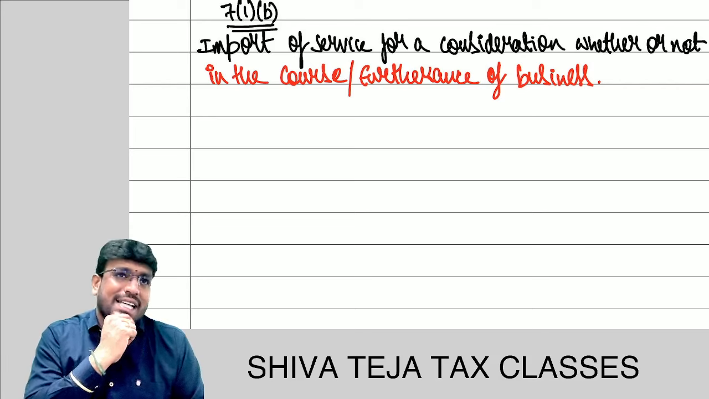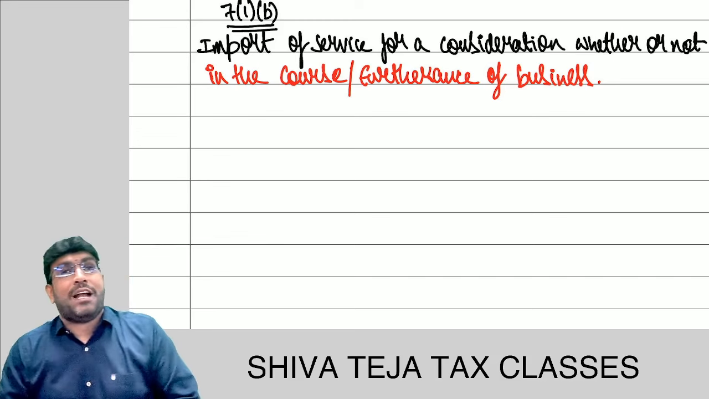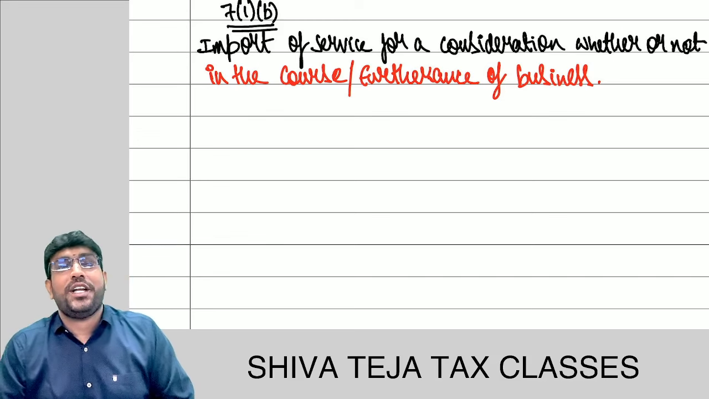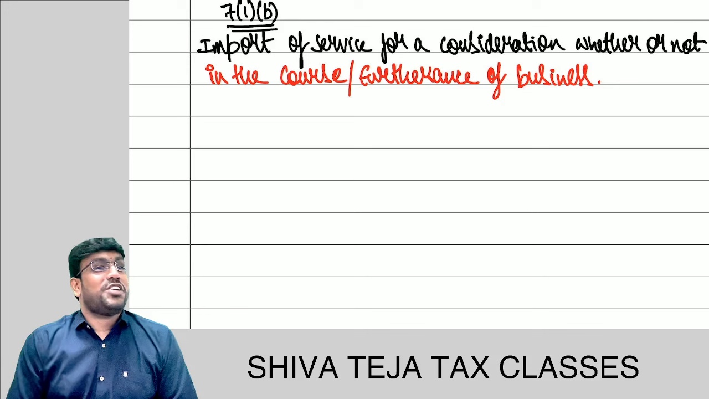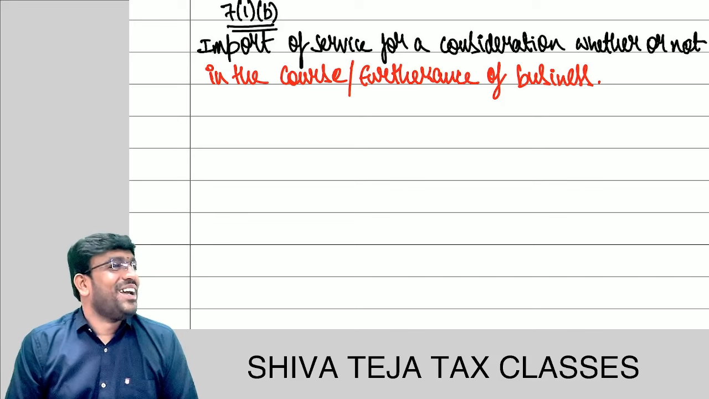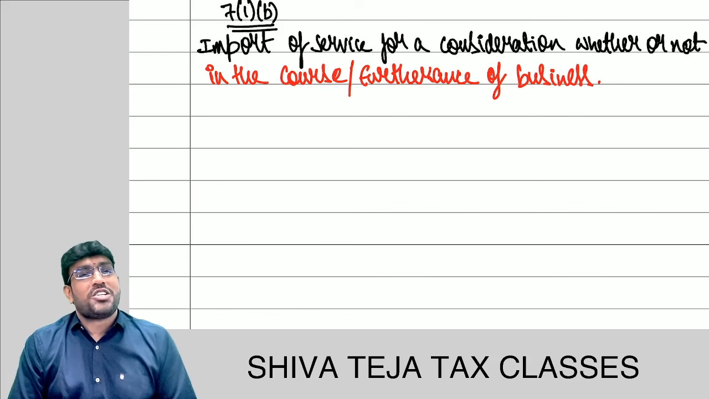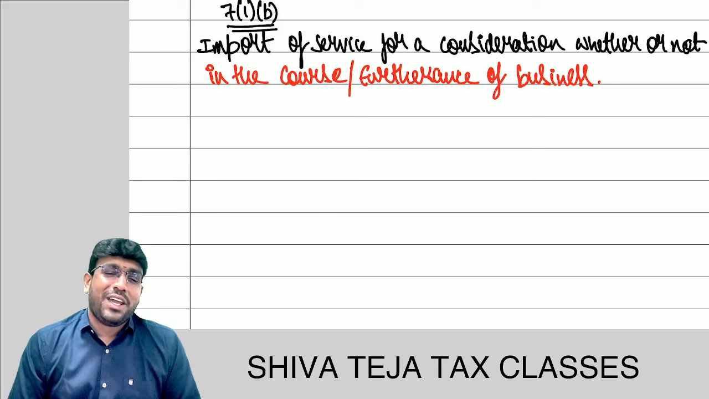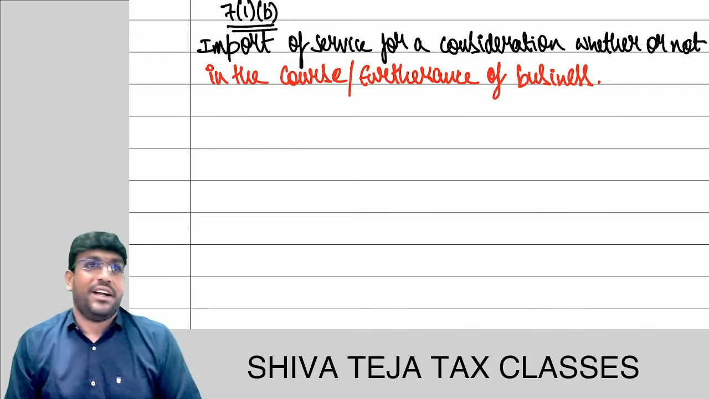I'll give a classic example. How many of you watch movies on OTT platforms? Good. What are all the OTT platforms? Amazon Prime, Zee5, Hotstar. Very good. And we also have something called Netflix. You know that? Which one is more costly? Netflix. Why? Netflix is not in India. They are sitting outside India.